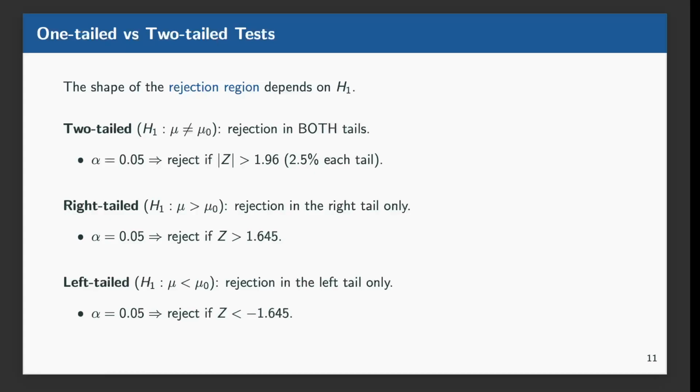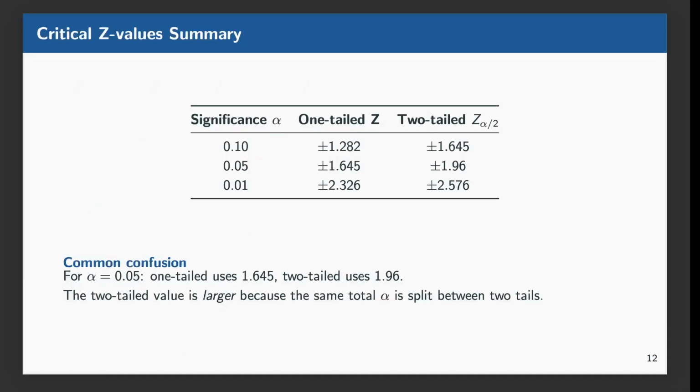Let's lock in the exact numbers properly. This is a reference table genuinely worth memorizing, not just glancing at once and forgetting. It lists the critical value, the exact boundary number, read from a table that marks where our rejection zone actually begins for each common alpha level. At alpha equals 0.10, the one-tailed critical z is 1.282, and the two-tailed value is 1.645. At 0.05, the one-tailed value is 1.645, and the two-tailed value is 1.96. At 0.01, the one-tailed value is 2.326, and the two-tailed value is 2.576.